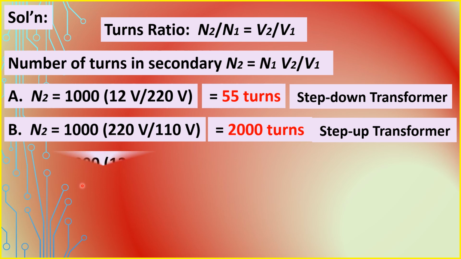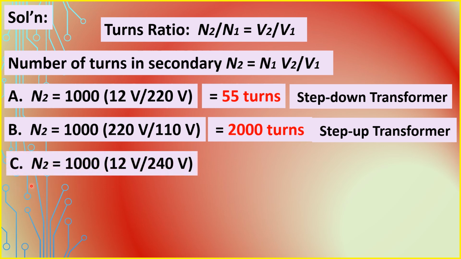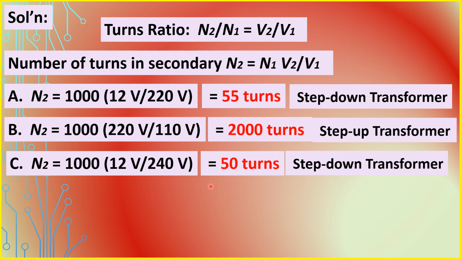For option letter C, N2 equals 1000 turns multiplied by V2, which is 12 volts, divided by V1, or 240 volts. The result is N2 will be equal to 50 turns. And again, since V2 is less than V1, we classify this as a step-down transformer.